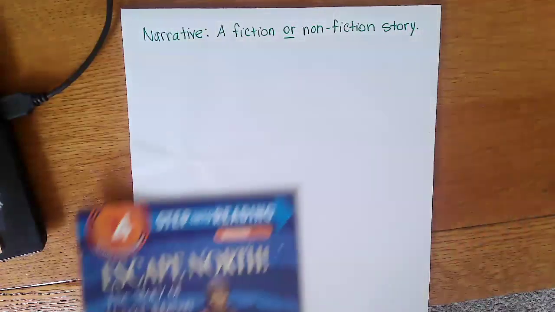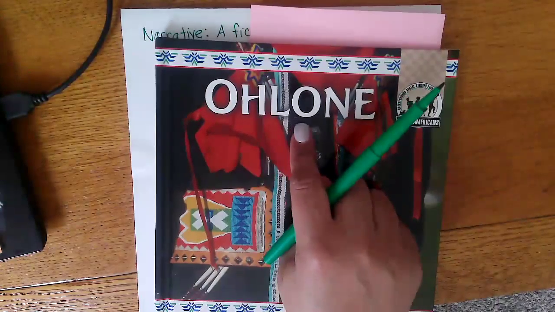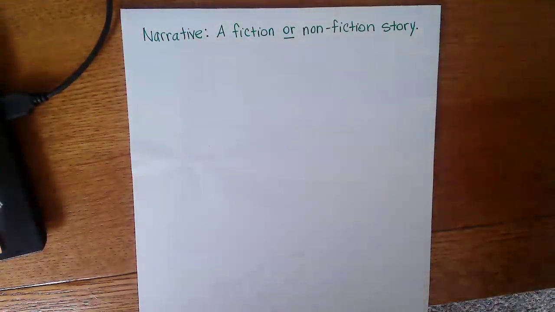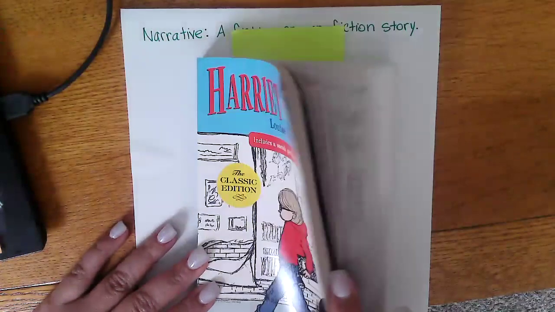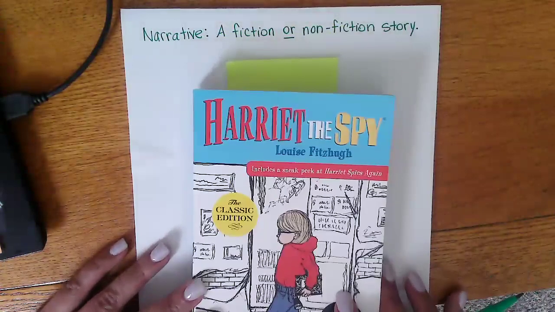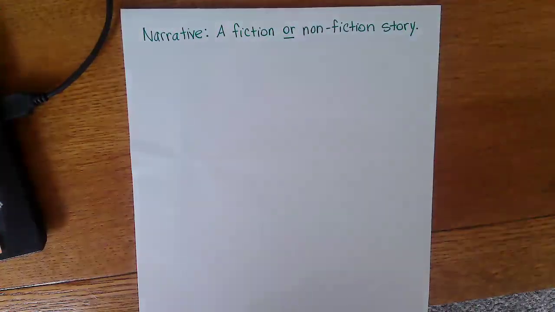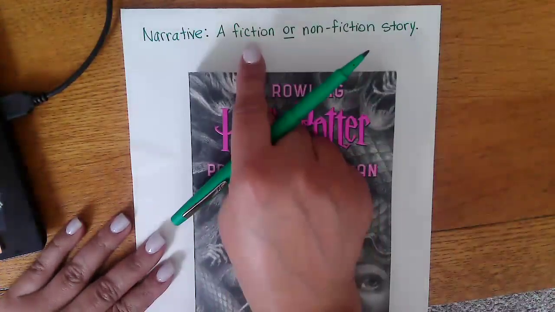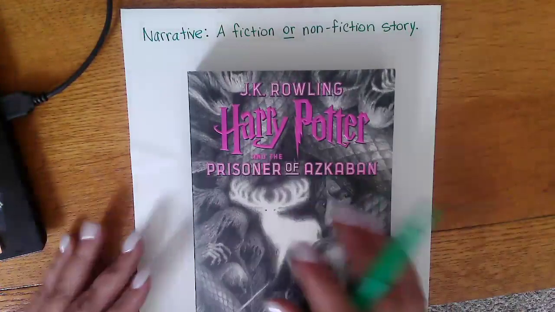Sometimes it's tricky because there's drawings, not pictures, but you could have a true story with drawings instead of actual photos. What about the story of the Ohlone people in California? Would it be fiction or nonfiction? Nonfiction. How about Harriet the Spy? A story about a little girl who liked to spy and her adventures. Fiction or nonfiction? Fiction. This is a fake story. And the last one, which I read with my student Daisy this year, Harry Potter and the Prisoner of Azkaban. Fiction or nonfiction? Fiction. It's fake. It's not a real story.